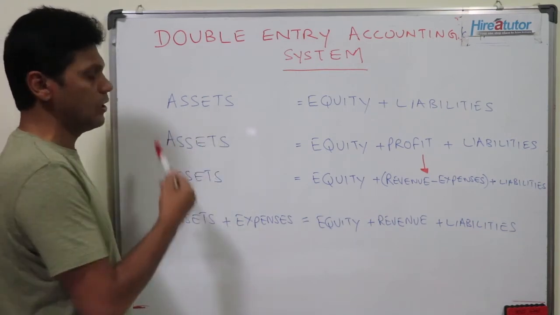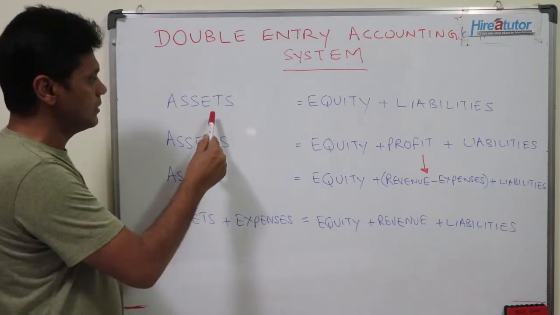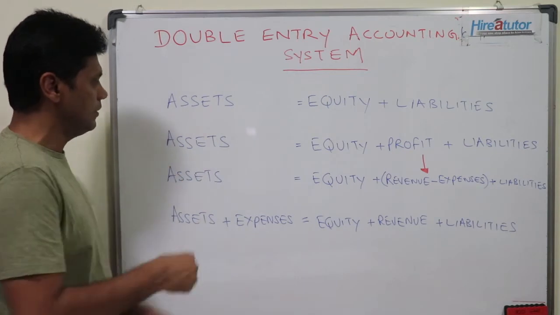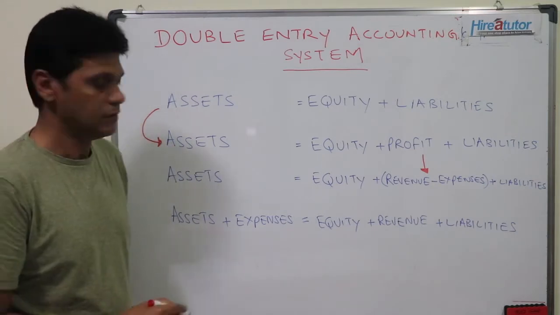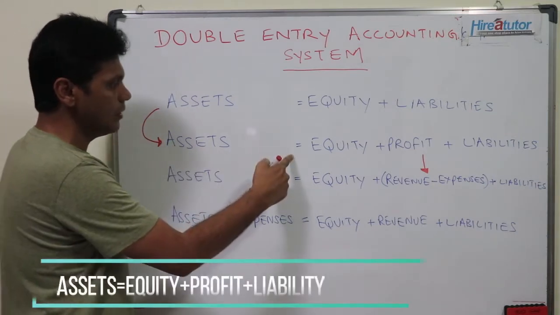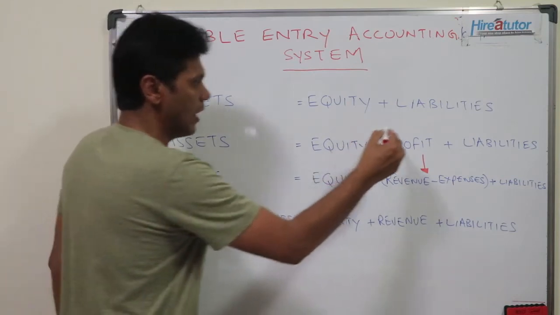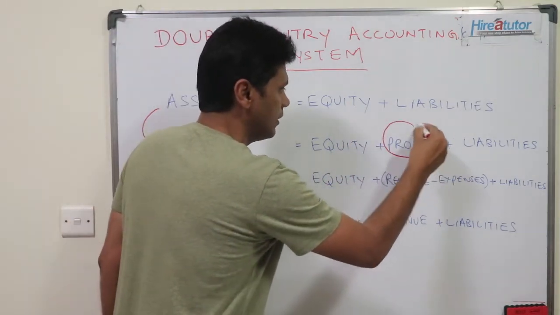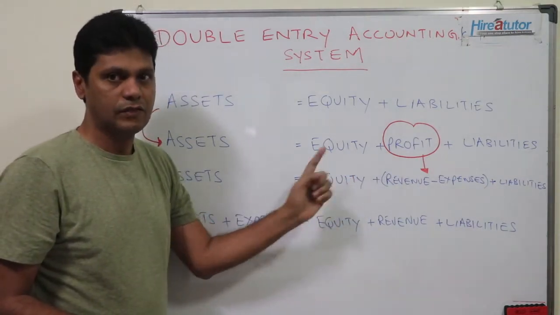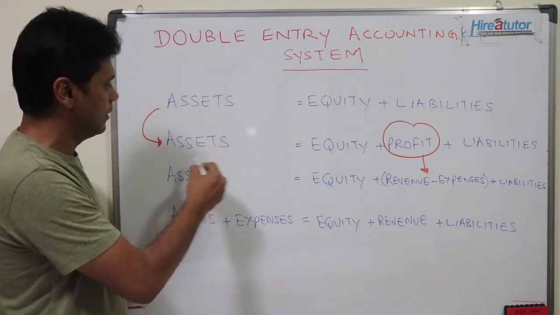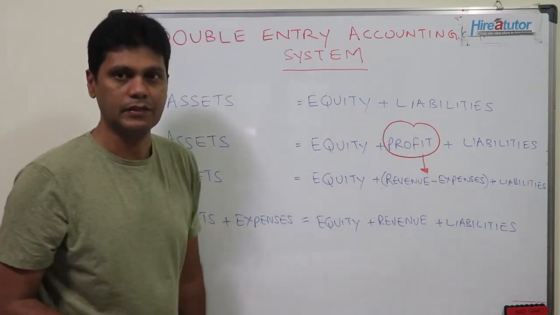So this is the basic equation, assets equal equity plus liabilities. This equation can be further elaborated as follows. Assets equal equity plus profit plus liabilities. Now I have added profit because profit is earned by the owner. So therefore it has to be adjusted against the equity. So this can be elaborated as assets equal equity plus profit plus liabilities.